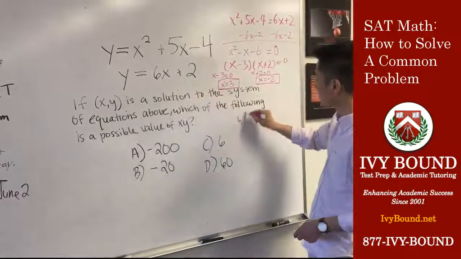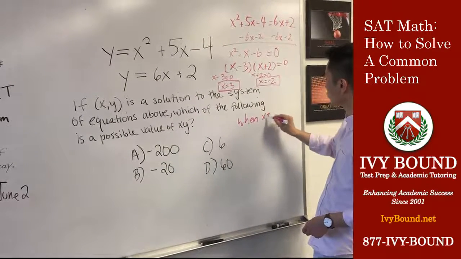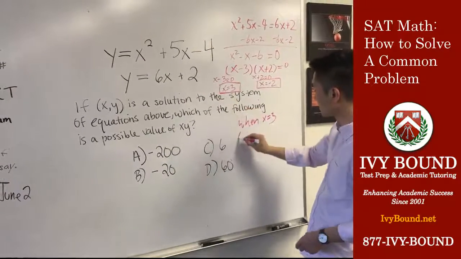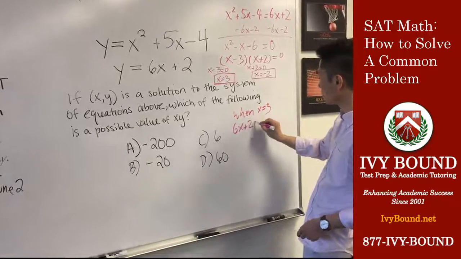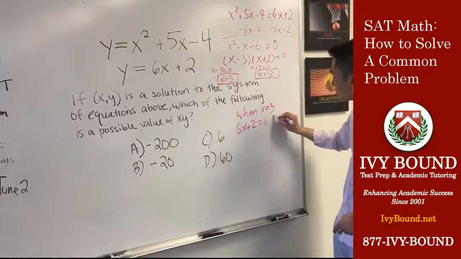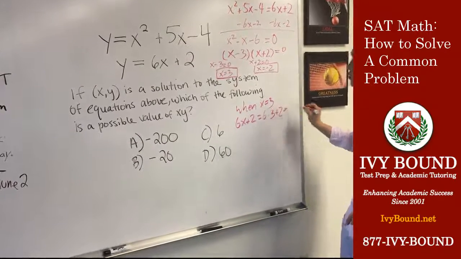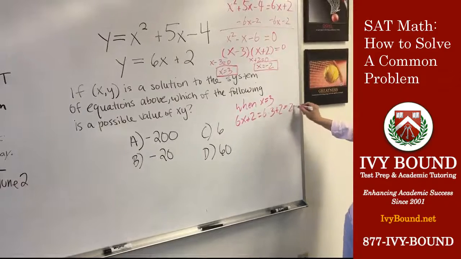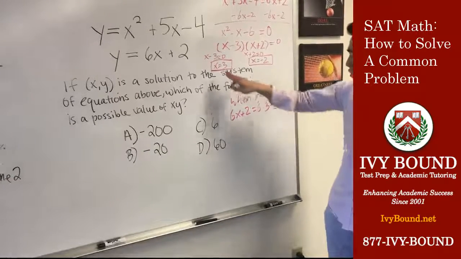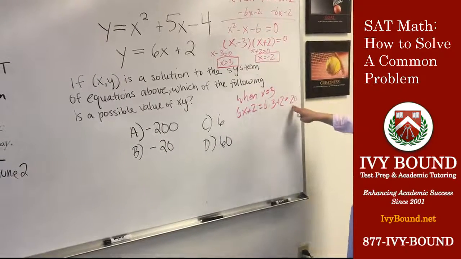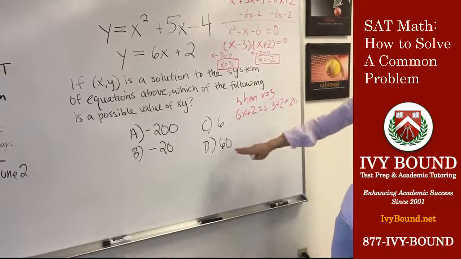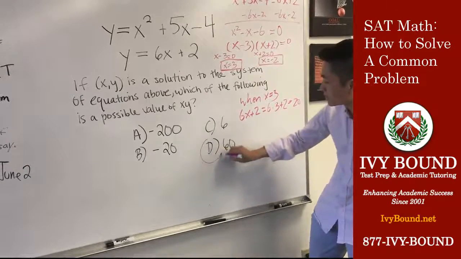So when x is equal to 3, 6x plus 2 becomes 6 times 3 plus 2. And that will give us 20. Alright? So a quick check: 3 times 20 will give us 60. So D has got to be our correct answer.